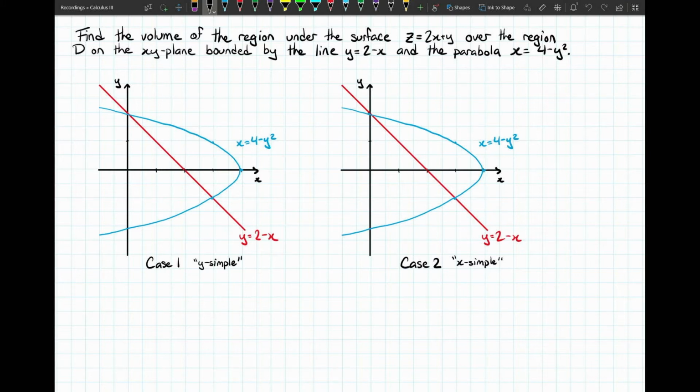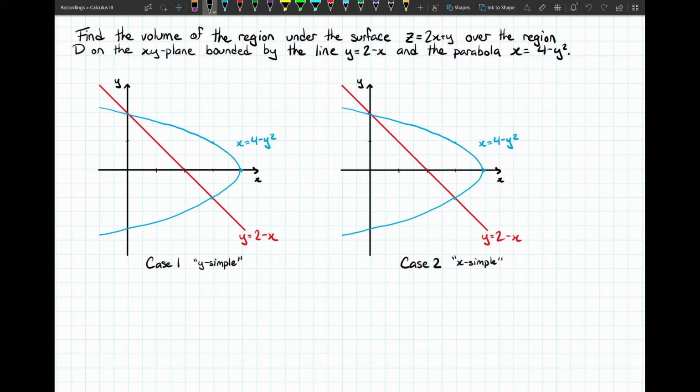So it might not be immediately obvious whether or not you want to set this up as dy dx or dx dy iterated integrals. That's why it's always a great idea to sketch the region. It's a fairly simple parabola to graph, and it's also a fairly simple line to graph. And looking at this region, hopefully you can determine which of the two orders is going to be easier to set up. But let's try both of these different orders, and we're going to quickly find that one of them is much more work. Let's start off with y simple.